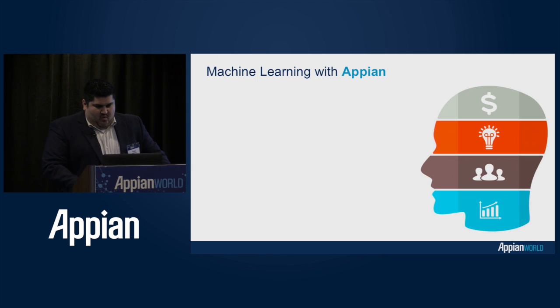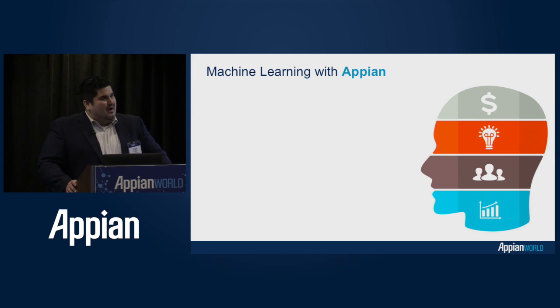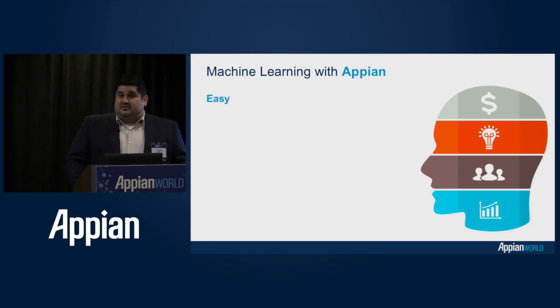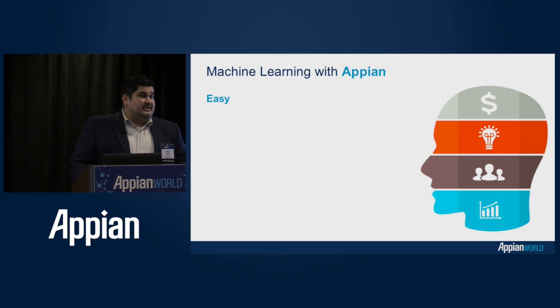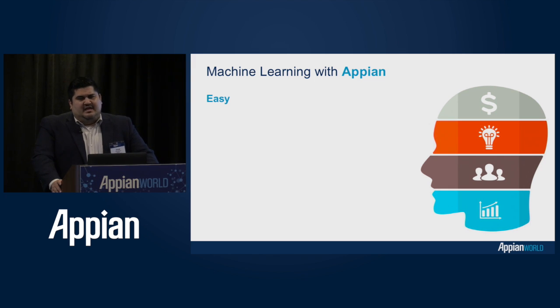So machine learning with Appian, what we thought we would do is make it easy, make it available, deliver on the promise of democratizing AI. And as we typically do, the first and most important thing that we have to make sure of is that it has to be easy. So I placed a bet at the beginning that most of us are in the area of machine learning. We want to be able to use it.